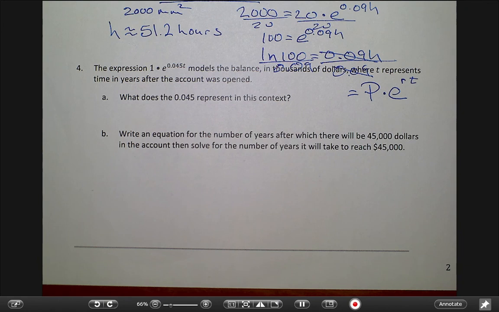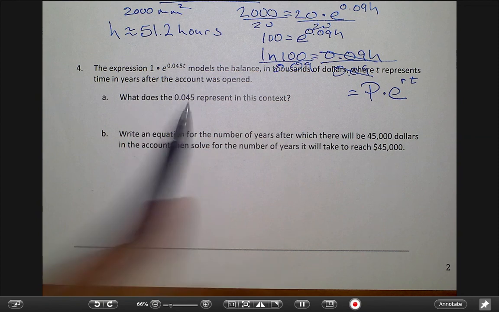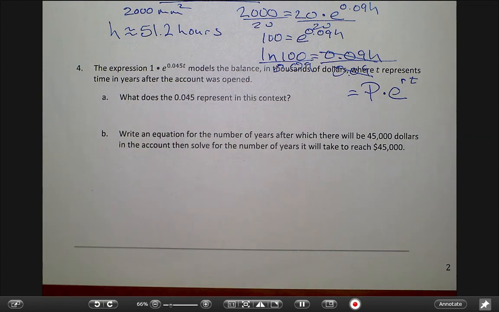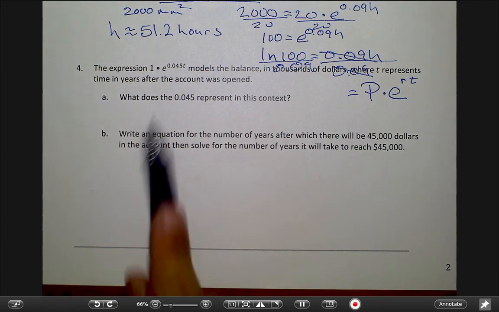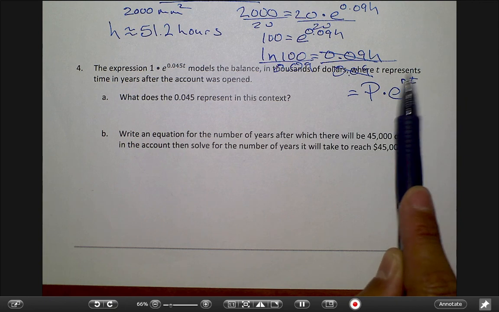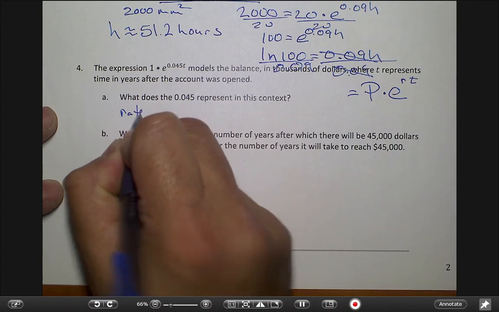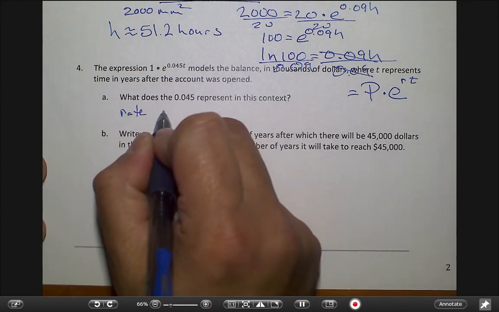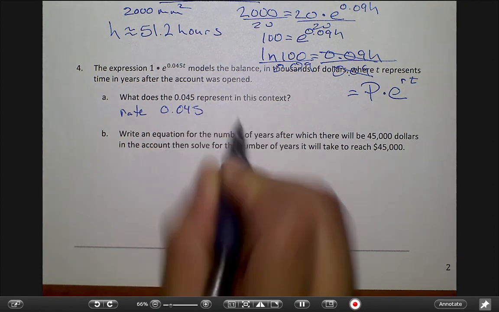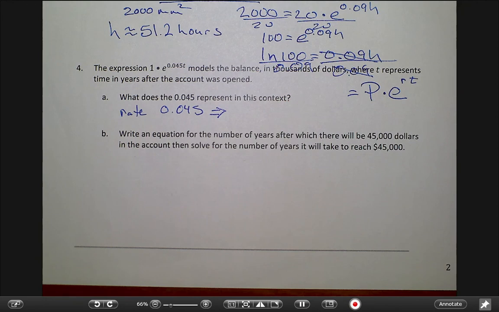Now, if I'm looking in this format, what does this represent? So which is it? Is it the time? The rate. Because if you notice, I have this times t. T is still there, right? So it's not the time, it's the rate. So now my rate, I'm going to write 0.045.